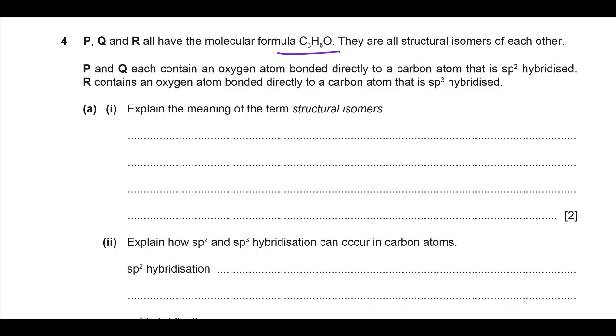P and R contain an oxygen atom bonding directly to a carbon atom with sp2 hybridized. That means with a double bond. This is carbonyl. R contains an oxygen atom bonding directly to a carbon with sp3 hybridized. That means this one, it contains this one. So R, it's this one.